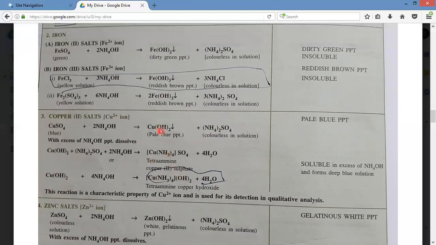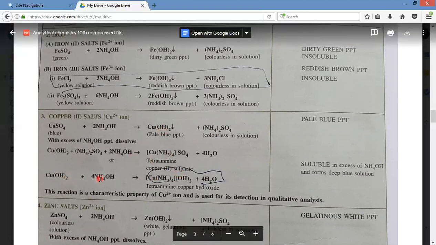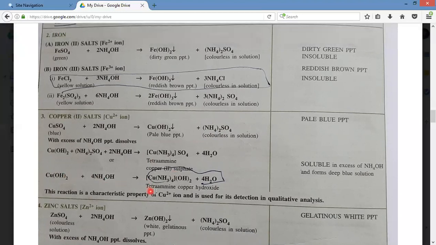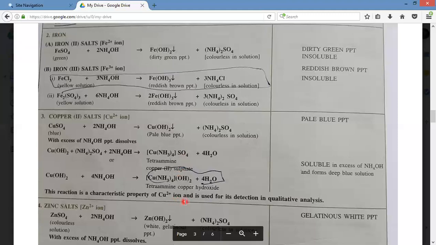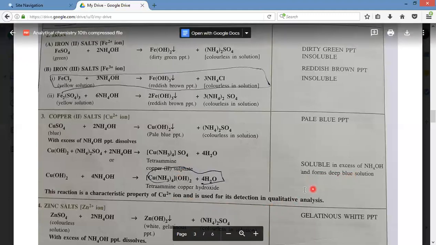And if we are taking only the copper hydroxide and treating with excess ammonium hydroxide, then there will be a formation of tetraamine copper hydroxide. It means in place of the sulfate, hydroxides are forming because in the reactant the hydroxides are present. The reaction is a characteristic property of the copper ion, and it is used for qualitative analysis. In excess, it is soluble and forms a deep blue coloration.